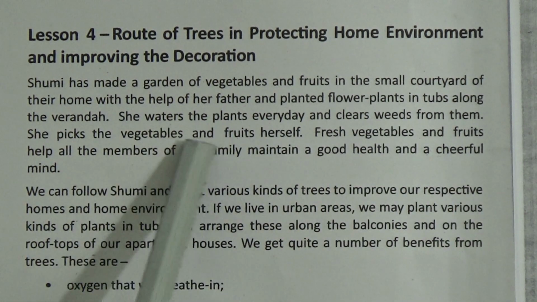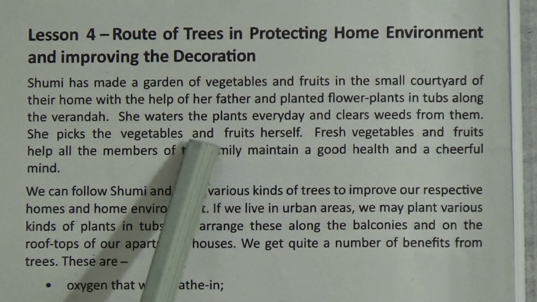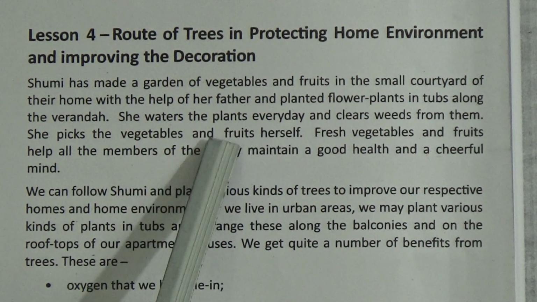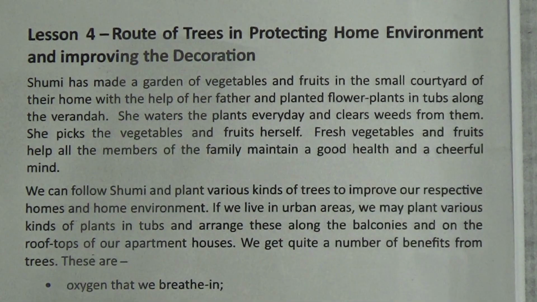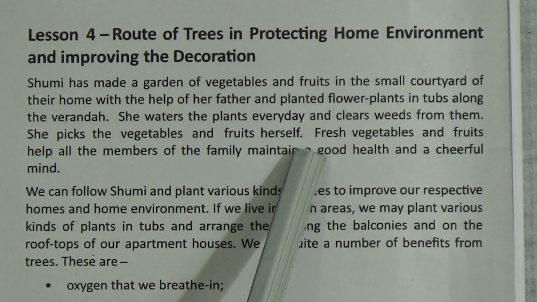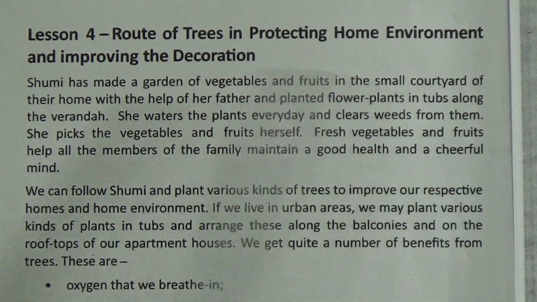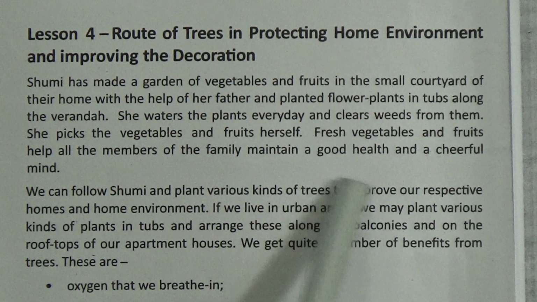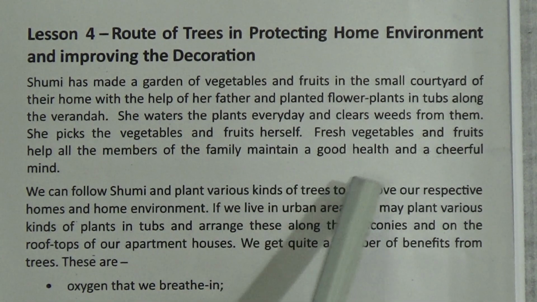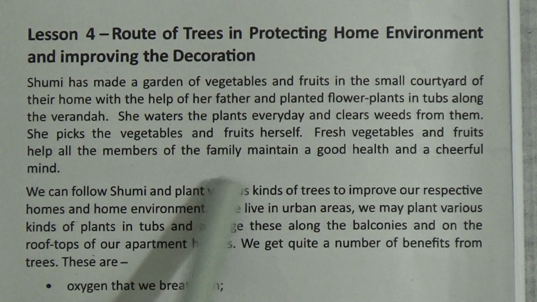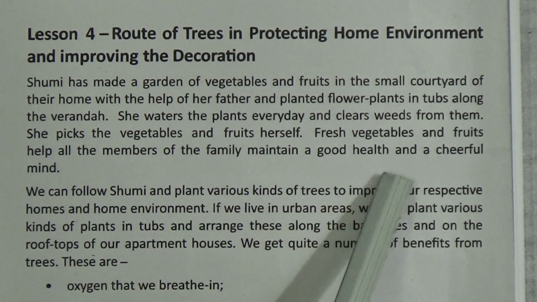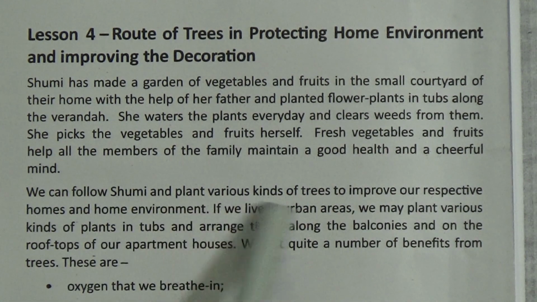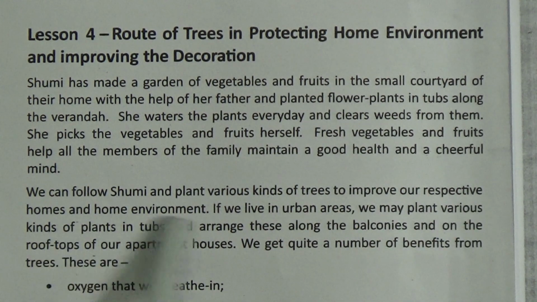We know after planting any type of trees, we have to give water to these plants. So she waters the plants every day and clears weeds from them. She picks the vegetables and fruits herself. Fresh vegetables and fruits help all the members of the family maintain good health and a cheerful mind. We know that fresh vegetables and fruits maintain good health, and it is very important for our good health. We can follow Shumi and plant various kinds of trees to improve our respective homes and home environment.